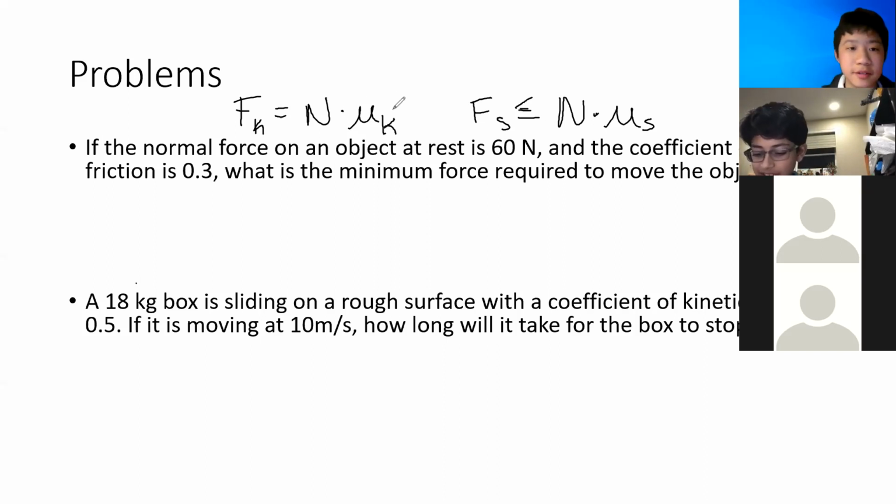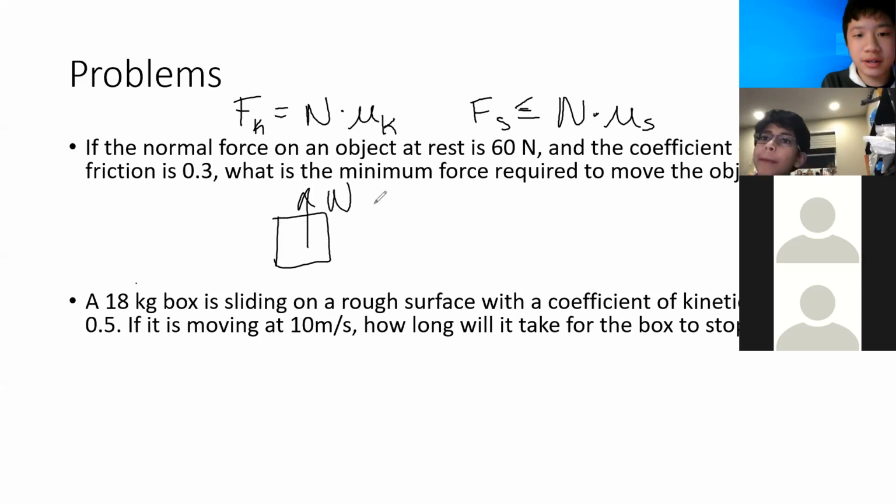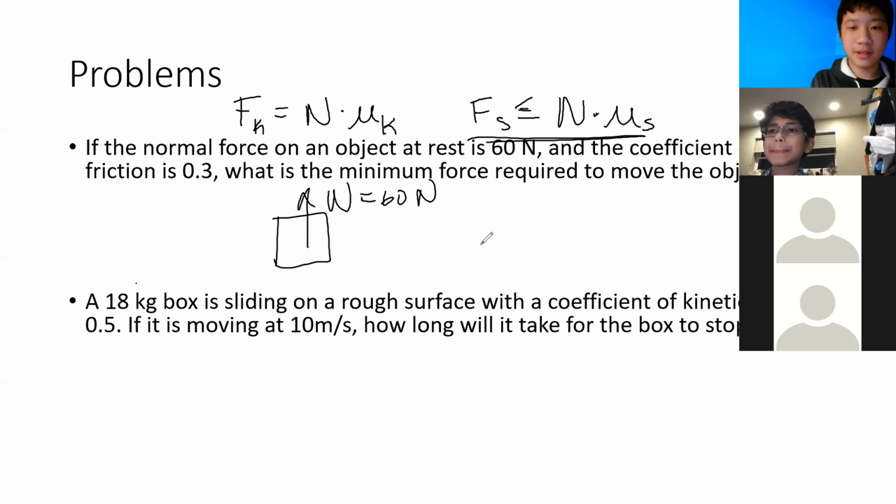Okay, I'm just going to explain the first one now. If the normal force on an object is 60 newtons, and the coefficient of static friction is 0.3, what is the minimum force required to move the object? Well, let me just draw this here. We have a normal force here. And now we can just plug this into our equation for static friction.